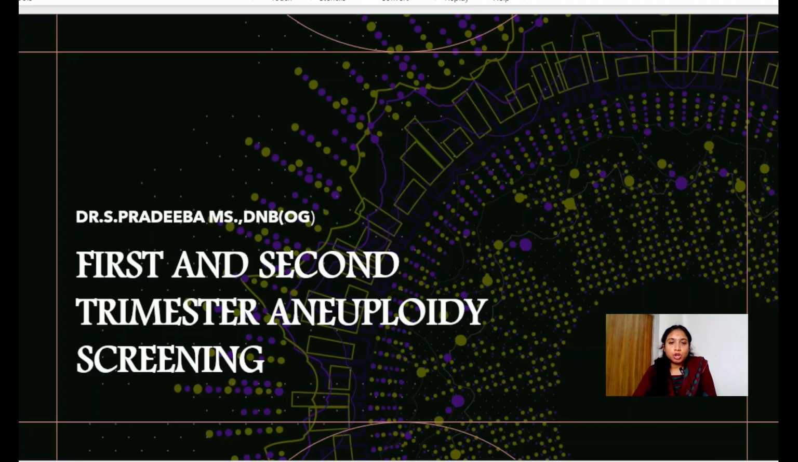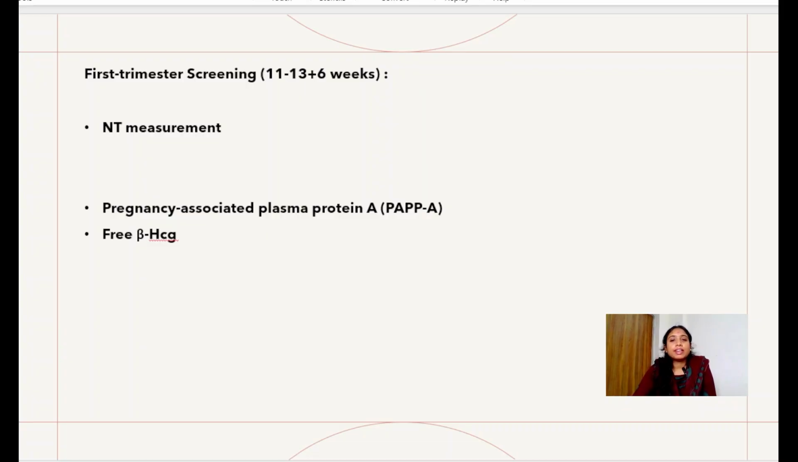This is my topic regarding first and second trimester aneuploidy screening. So, in aneuploidy screening, the most common aneuploidies like Down syndrome, Edwards syndrome, Patau syndrome, these are what we are going to screen for. First trimester screening is usually done between 11 weeks to 13 weeks plus 6 days.